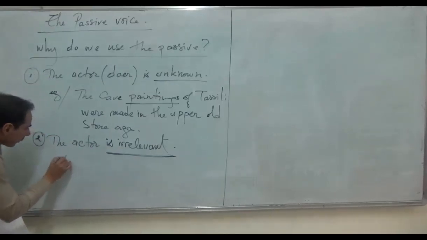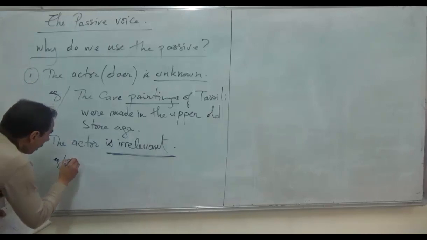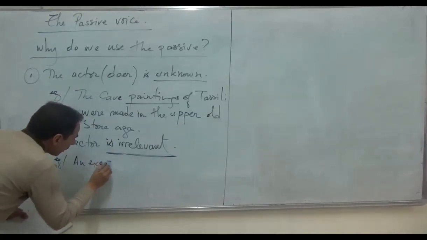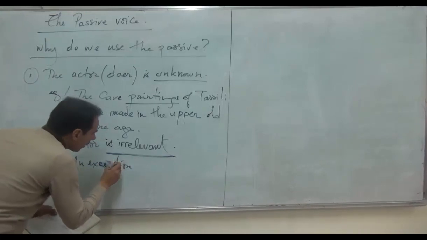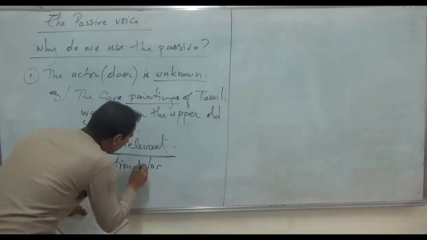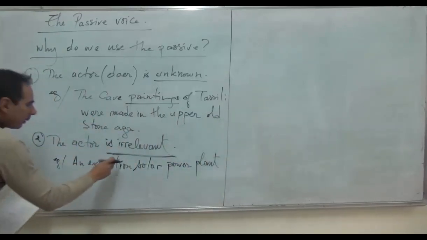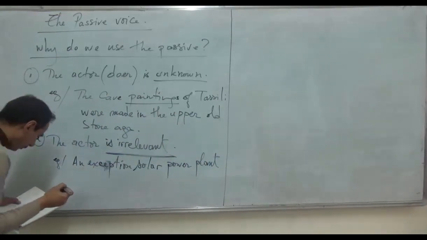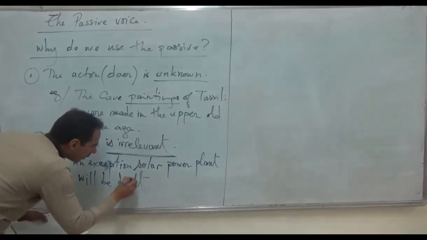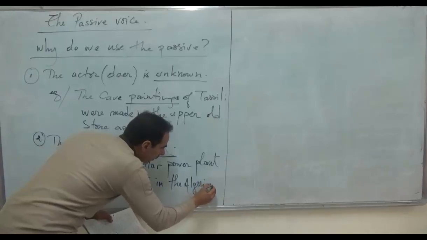For example, an exceptional power plant using solar energy, an exceptional solar power plant will be built in the Algerian Sahara.